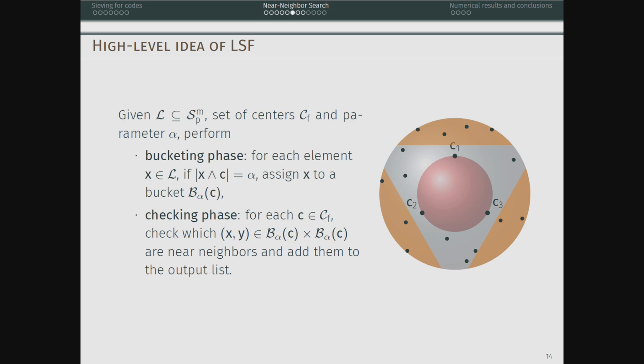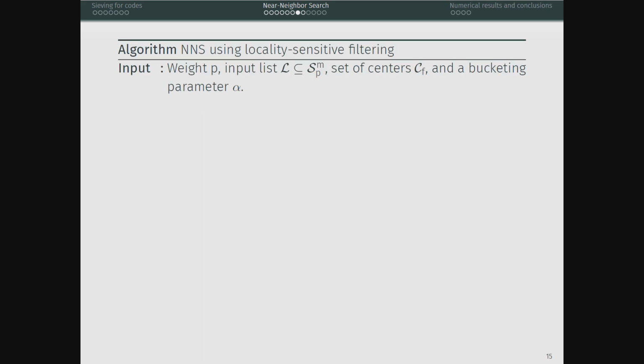To be a bit more precise on this algorithm, we start with the input of weight p: the input list L, a subset of vectors on the sphere of radius p, the set of centers C, and the bucketing parameter alpha. And we output the list L prime that contains pairs x and y in this list that are near neighbors.